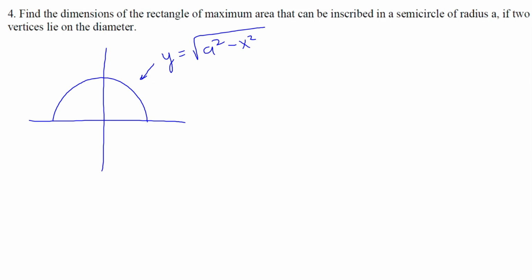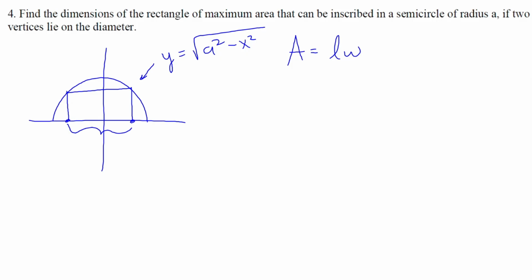Right? And so if I draw my rectangle in here, with the 2 vertices on the diameter of that circle, or the x-axis there, we want to find the area. So the area function here, our area is just going to be the length times the width, or the base times the height.